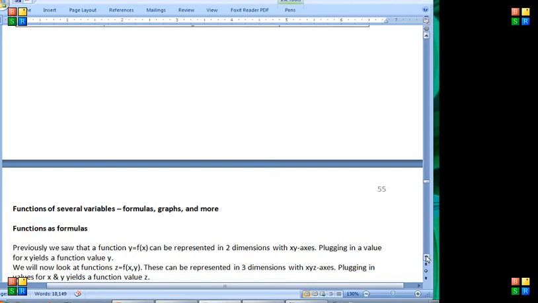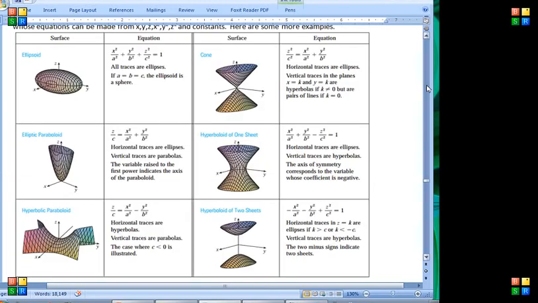Okay, so plugging in values for x and y yields a function value z. Notice that that certainly doesn't have to be the case, and with these surfaces, that's not the case at all. z is not a function of x or y for several of these. Actually, for which ones is it a function and which ones is it not a function?